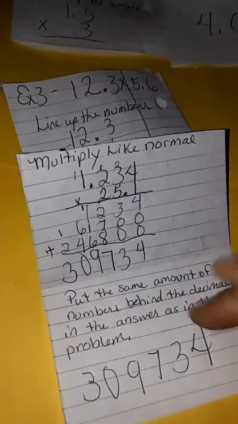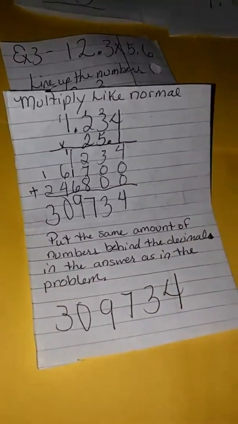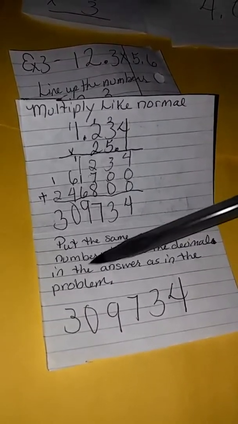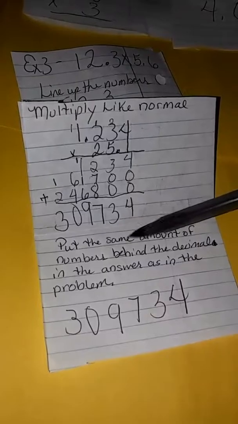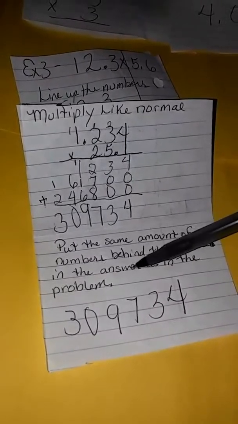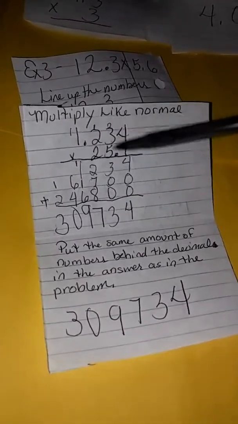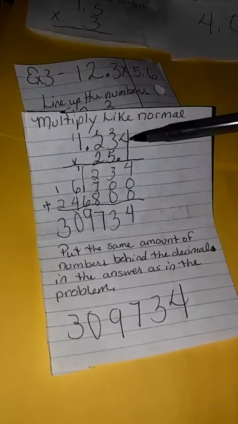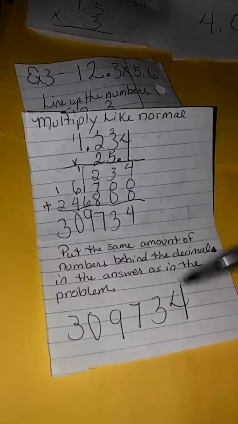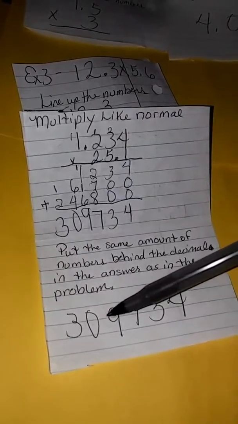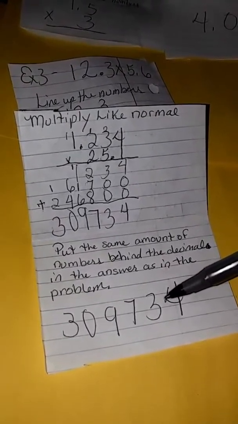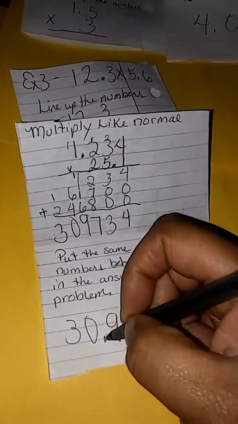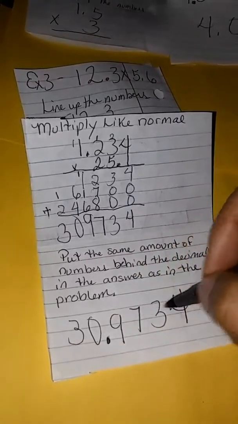309,734. The only thing we need to know is where do our decimals go? Well, put the same amount of numbers behind the decimal in the answer as in the problem. So we need to count how many numbers are behind the decimal in the problem. 1, 2, 3, 4. Come down here, we'll put the same amount of numbers behind the decimal in our answer. 1, 2, 3, 4. Decimal goes here.